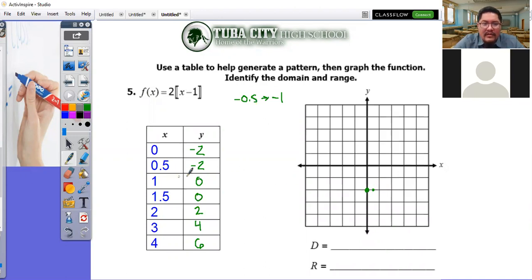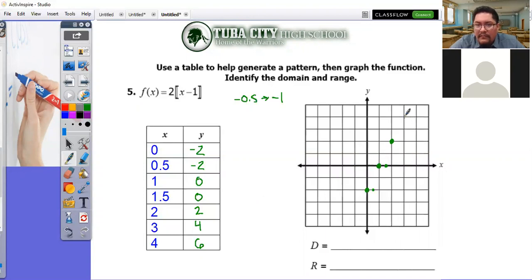So over 1, and I stay on the line. I don't go up or down. And then 1.50. So that area is also included on the graph. So again, it belongs with this one here. And then over 2, up 2. So over 2, up 2. Follow that one. And then over 3, up 4.